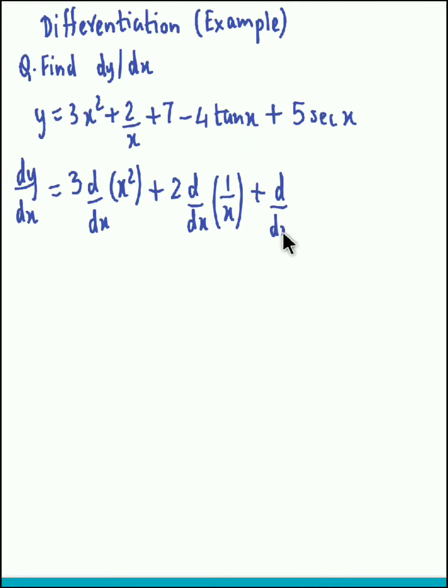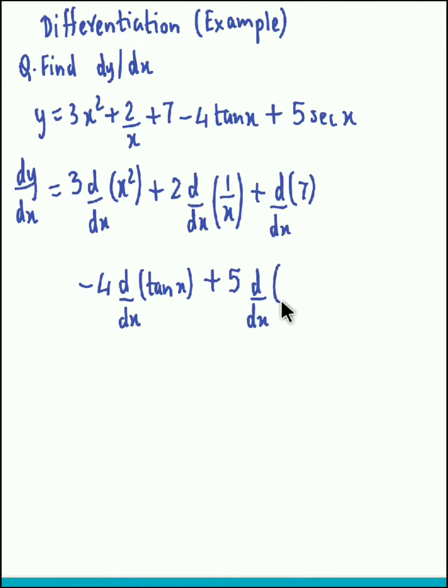So derivative of the constant function, that is 7, minus 4 being the coefficient, into derivative of tan x, plus 5 remains as it is, the coefficient, into derivative of sec x. And now we take the derivatives individually.